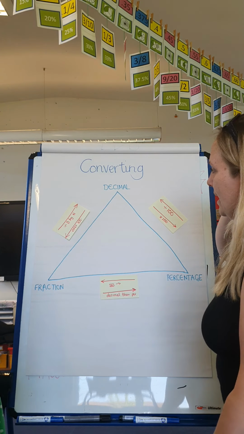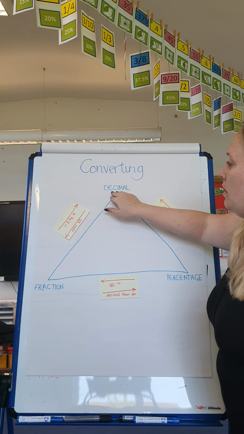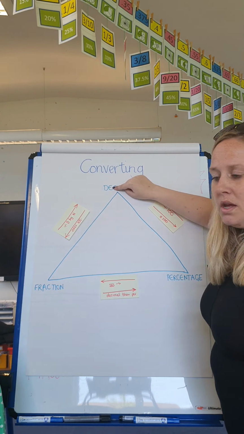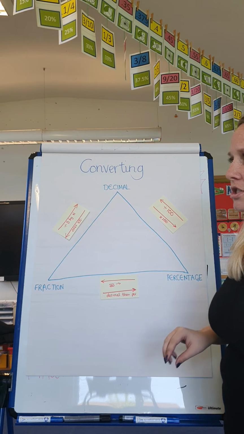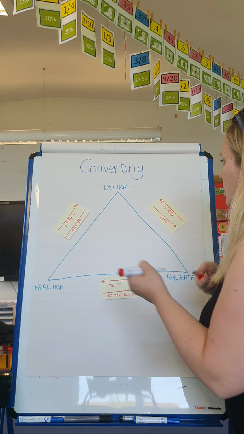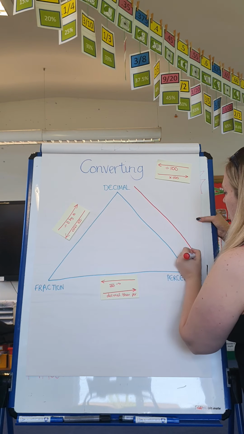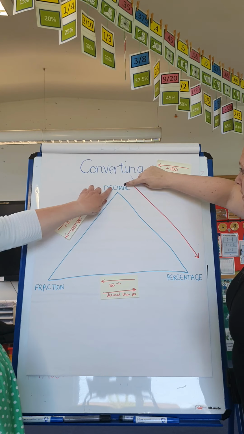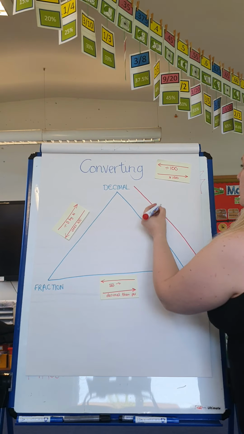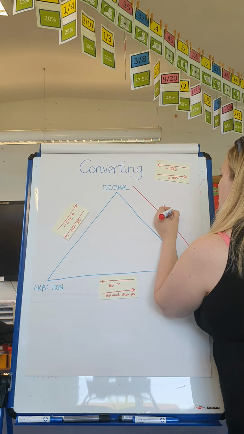Okay, so let's start with when you've got a decimal and you need to turn it into a percentage. All you need to do, I'm going to draw a line here to show you, that's decimals going down to percentages, you need to times it by 100, because percentage is out of 100.